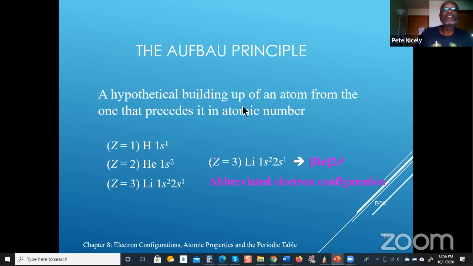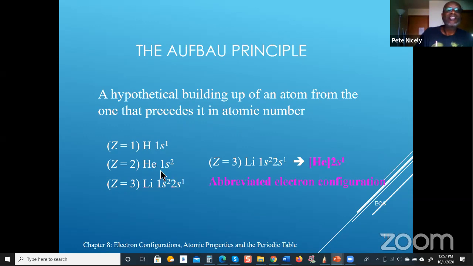So basically what we're referring to when we talk about the Aufbau principle is the hypothetical building up of an atom from the one that precedes it in the atomic number. If you start off with the first element in the periodic table, which is of course hydrogen, the electronic configuration is 1s1, which means that the first electron will go simply into the 1s sublevel because that's the lowest energy level. Then we get to helium, which means that to get from hydrogen to helium, you simply add one electron, and now you have 2 electrons occupying the 1s sublevel.